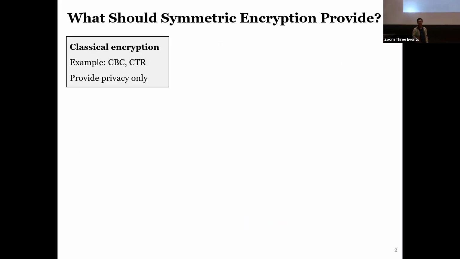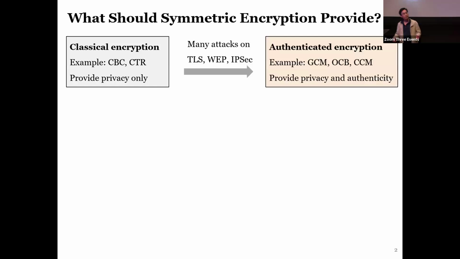Symmetric encryption is a fundamental primitive in cryptography. In fact, for ordinary folks, cryptography is just symmetric encryption. But over time, this primitive has evolved. Classical encryption like CBC or counter only provides privacy. But after several devastating attacks, major network protocols like TLS now only use authenticated encryption, or AE, that provides both privacy and authenticity. And for a while, that worked pretty well in practice.